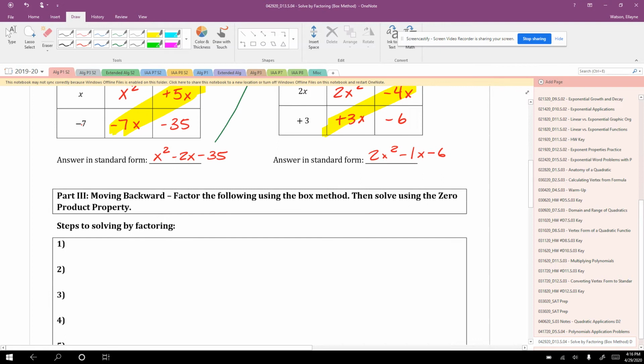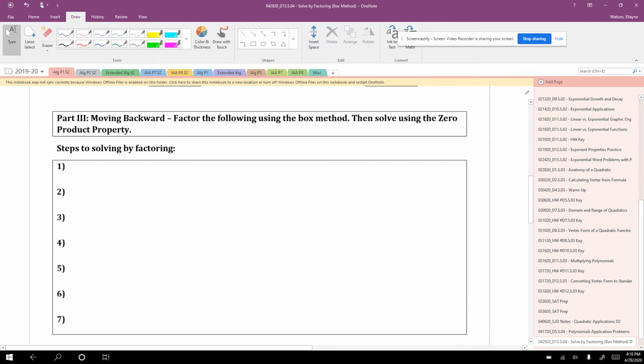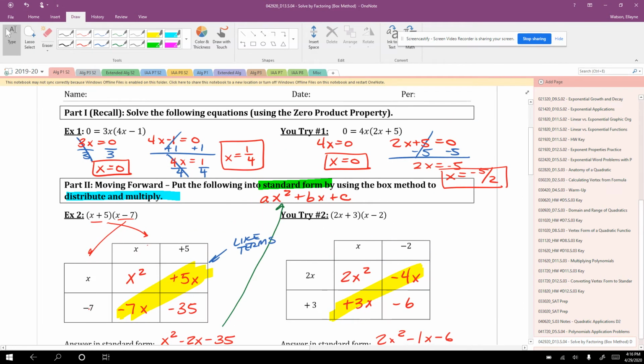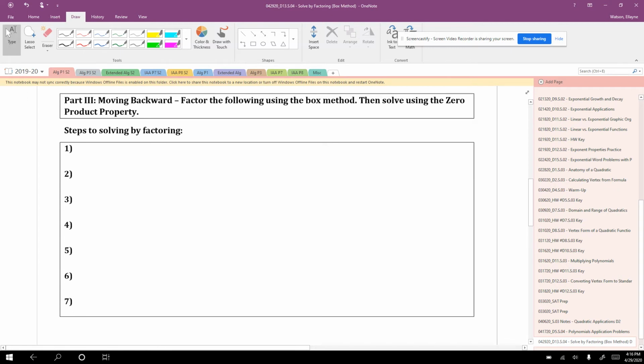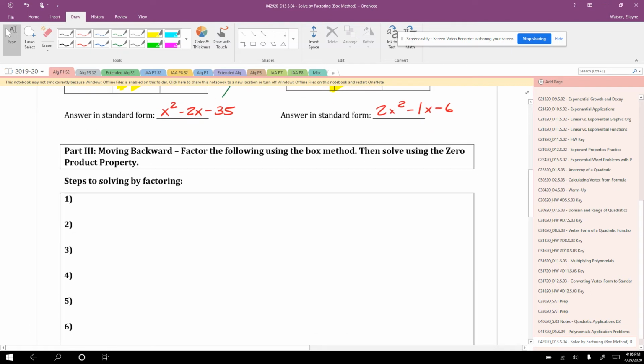Okay, now part 3, moving backwards. And this is really the stuff that we want the good practice on, because our goal here is to solve. And in part 1, we solved by factoring. Okay, so if you're given the equation in standard form, you need to be able to factor it, write it in factor form, and then solve it using the zero product property.